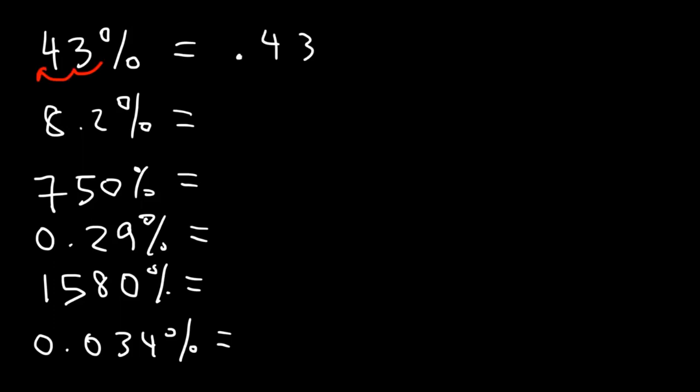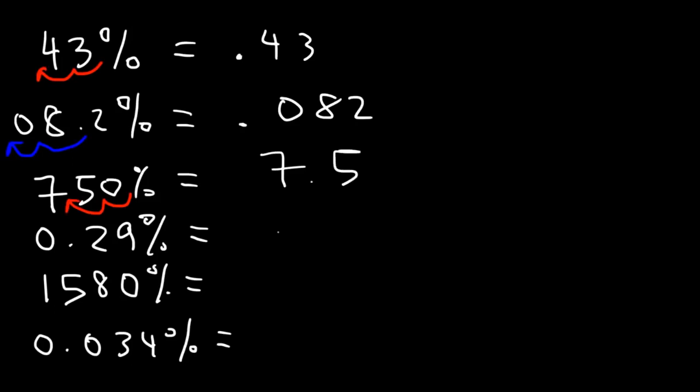8.2%. If we move the decimal 2 units to the left, there's going to be a 0 in front of the 8, so it's going to be 0.082. 750%. If we move the decimal 2 units to the left, it's going to be between the 7 and the 5, so it's simply 7.5.